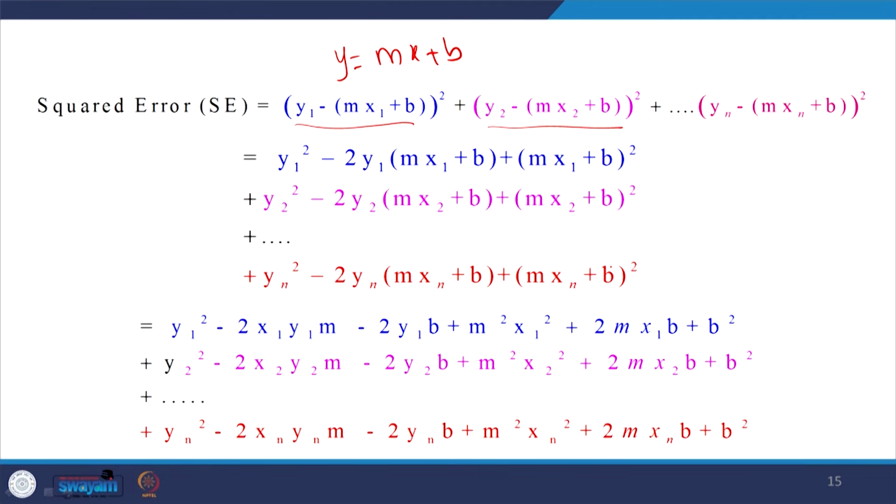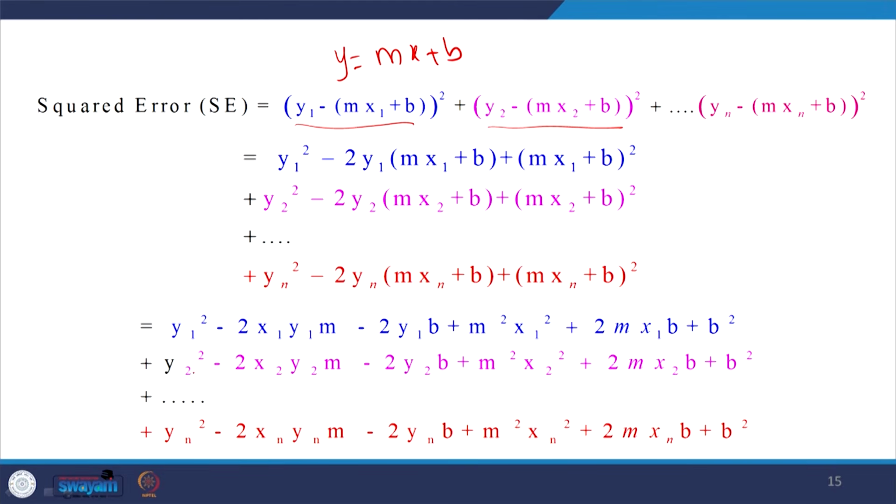Just I am going to simplify this. So, when you simplify this, y1 square will be there, you take this minus 2 y1 inside, so it will become minus 2 x1 y1 m, then minus 2 y1 b, plus this is a plus b whole square, m square x1 square plus 2m x1 b plus b square. This was the first term.